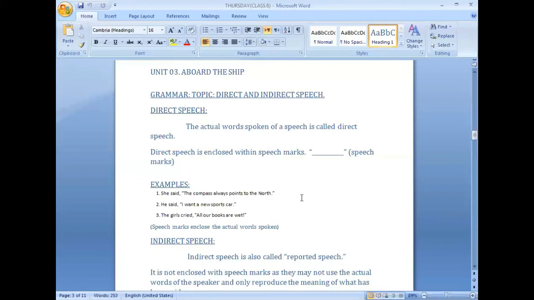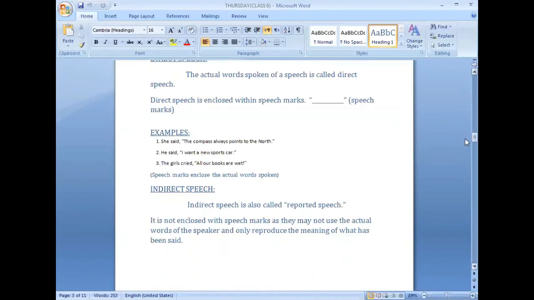So all these words: the compass always points to the north. I want a new sports car. All our books are wet. These are all called the speaker's words, the spoken words of the speaker, so they are enclosed with the speech marks. I hope you understand the direct speech.